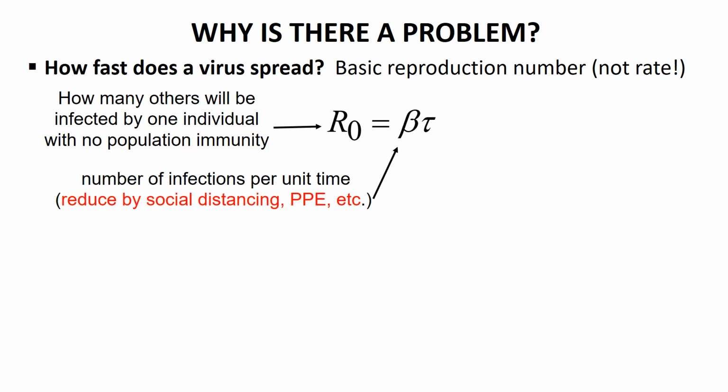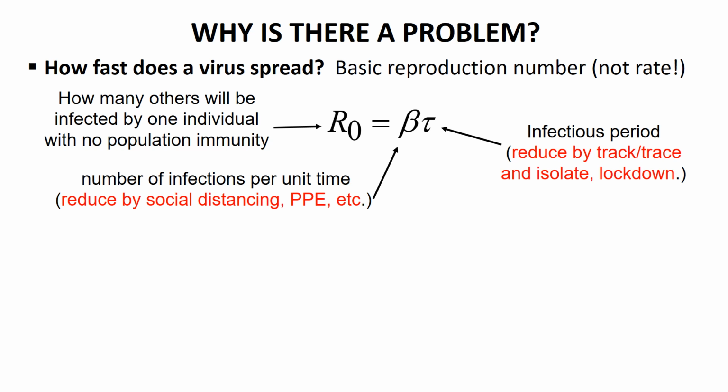Beta is actually the rate, the number of infections per unit time. And tau is the infectious period. So you multiply beta by tau, and you get the total number of people infected. And you can reduce those by social distancing, PPE, etc.